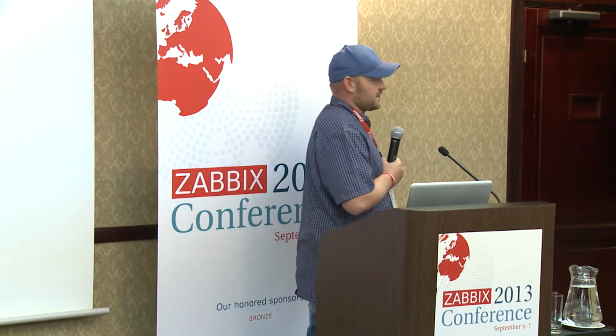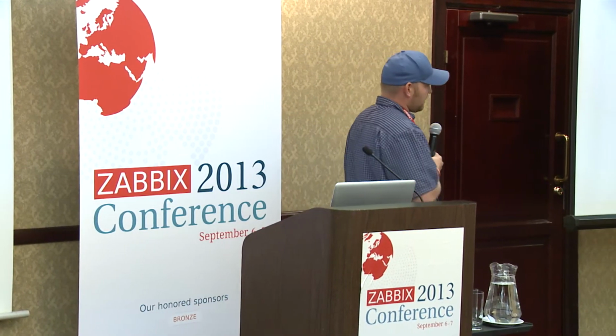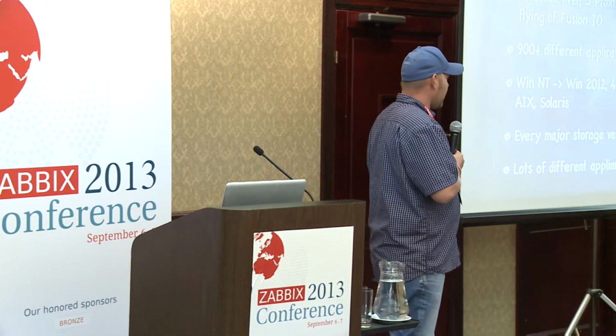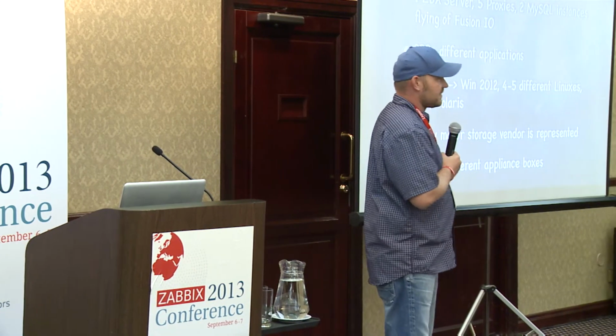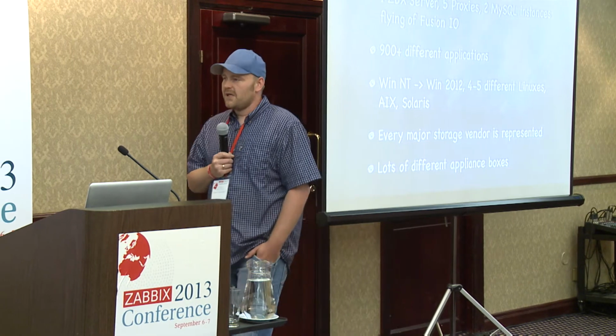We have 4 or 5 different flavors of Linux. We have AIX, we have Solaris. We have storage from Dell, HP, IBM, NetApp, EMC. We have a lot of different appliance boxes, which we also monitor using Zabbix.